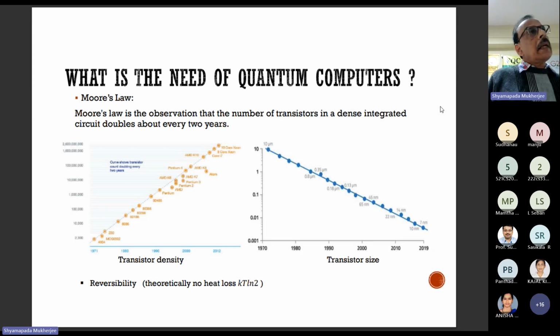So classical information theory is based on thermodynamics. You must have heard about classical information theory and Shannon entropy. All this Shannon entropy and classical information theory is based on classical thermodynamics. So that is one of the advantages of the quantum computer, that for a reversible gate, there is no heat loss.